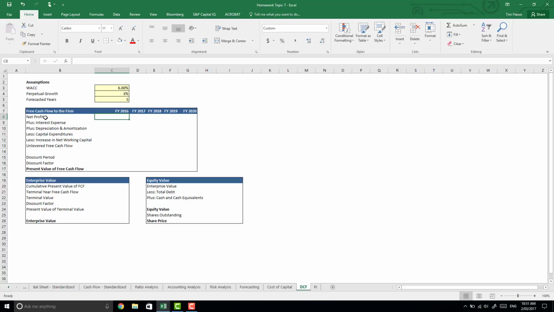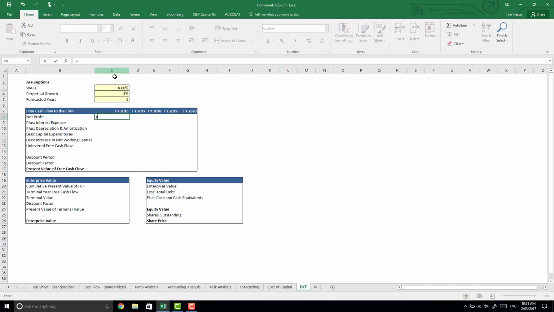Now, the first thing that we need is to effectively get the unlevered free cash flows to the firm, because this is the line item we'll be valuing. But to get to the unlevered free cash flows, we essentially start with net profit and adjust it for non-cash items. Technically speaking, this part, we've already done all the hard work in the forecasting week.